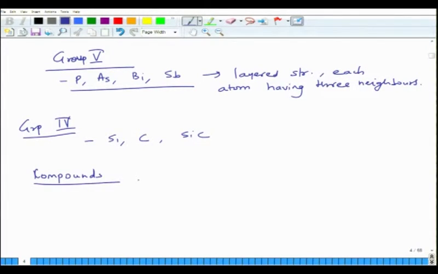So compounds, for example, you have 4,4 compounds, which is silicon carbide. Then we have 3,5 compounds, things like aluminum phosphide, aluminum arsenide, gallium arsenide. These are all famous semiconductors.